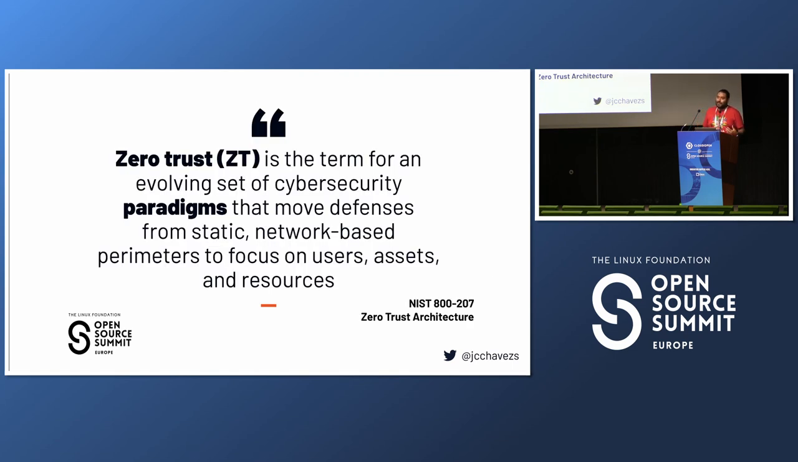So let's take a step back, because you probably heard about a lot of tooling about zero trust, frameworks, and services, blah, blah. But let's take a step back and think about the definition. It's a term for an evolving set of cybersecurity paradigms that move defenses from static network-based perimeters to focus on users, assets, and resources, right? Basically, every actor in the communication internal to your deployments becomes a first-class citizen, right? This is the definition from the original paper, Zero Trust Architecture from NIST.